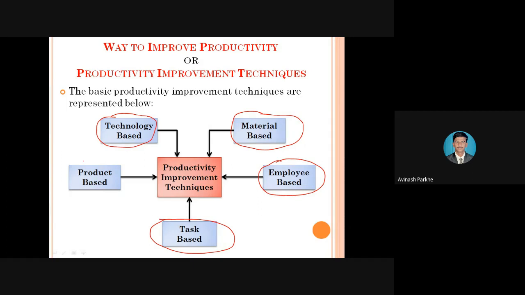And the last point is product based. It is also one of the internal factors. Just now we have finished some of the internal factors and some of the external factors. Technology based is also one of the internal factors. Which type of technology we have to use is in our hand, therefore it is controllable. Material, which type of materials are used and how they are provided, is also in your hand. Employee is also a controllable factor. Task is also a controllable factor.